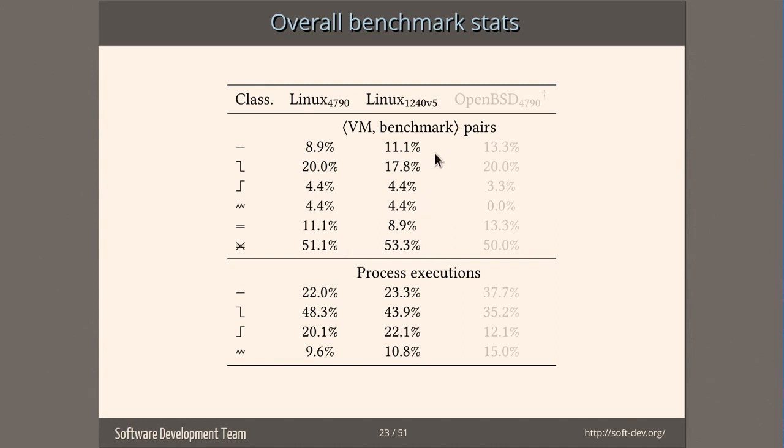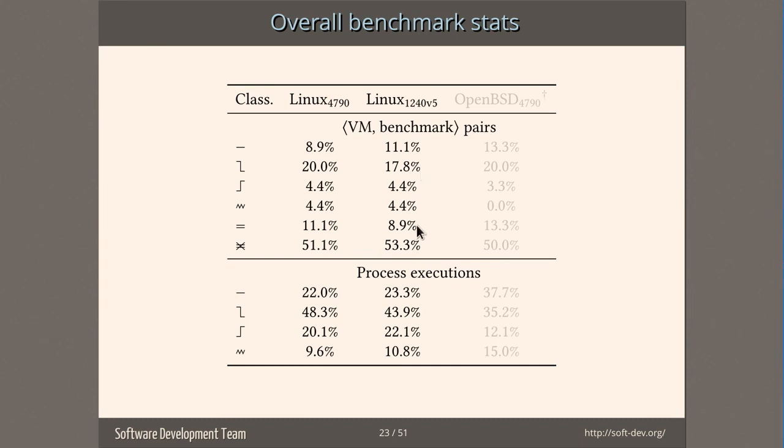If you look at the top part of the table, now we consider VM benchmark pairs. So the way to read this is 11% of VM benchmark pairs, all 30 process executions were flat, 17.8% all warmed up, and if I go down here, 8.9% were a combination of those two.